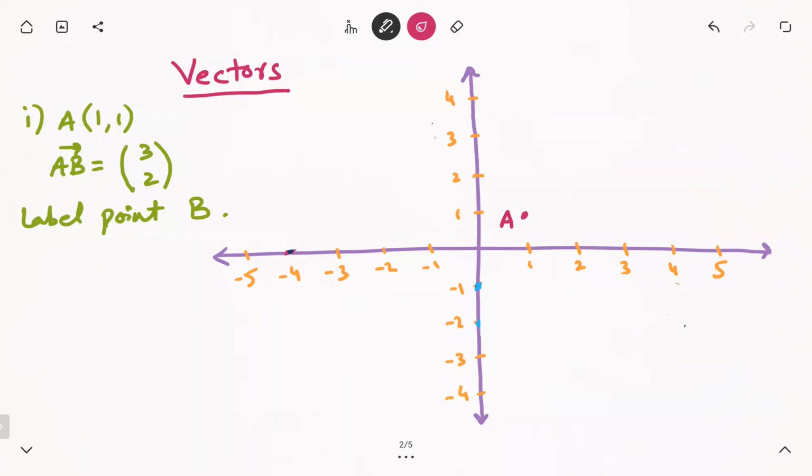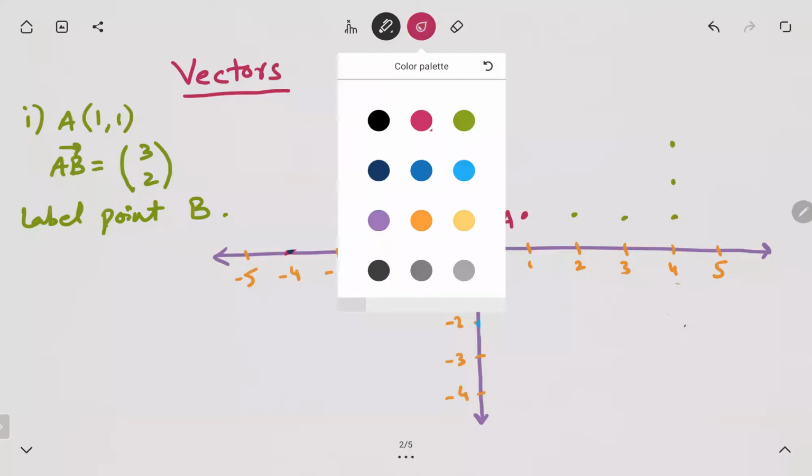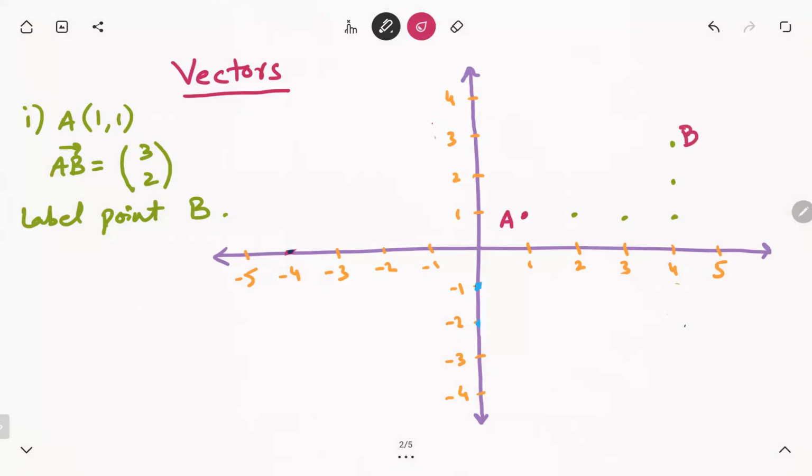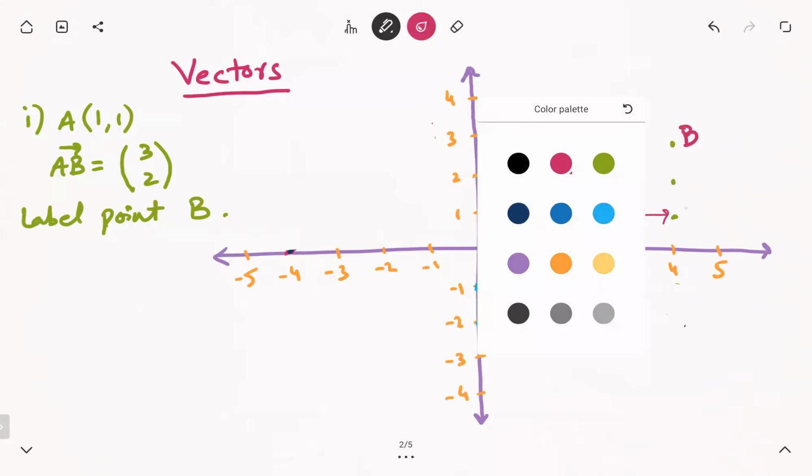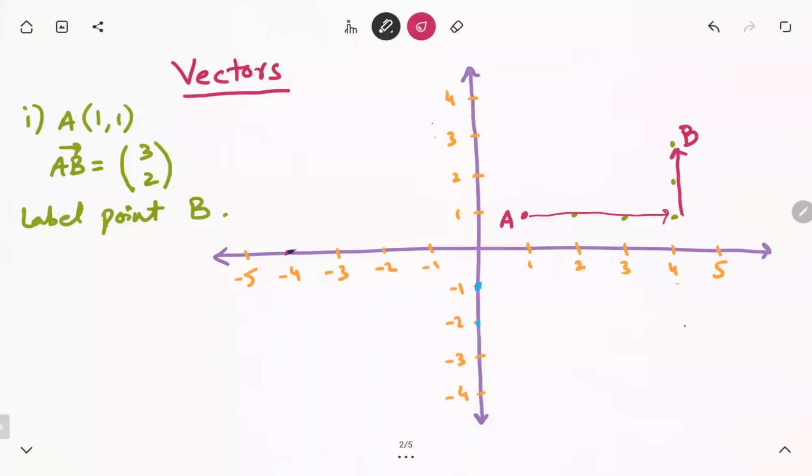So 3 units right means 1 unit right, 2 units right, 3 units right, and then 2 units up. 2 units up: here is 1 unit up, and this is 2 units up. So this is the final point. This should be the point B, because it is given that vector AB is (3, 2), meaning you move from A to B 3 units right and 2 units up. The requirement of the question was just to label the point B. So yes, we have labeled that.